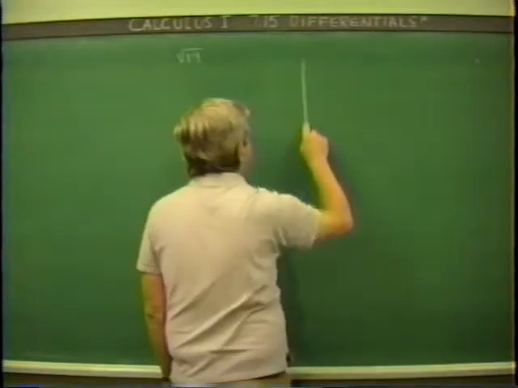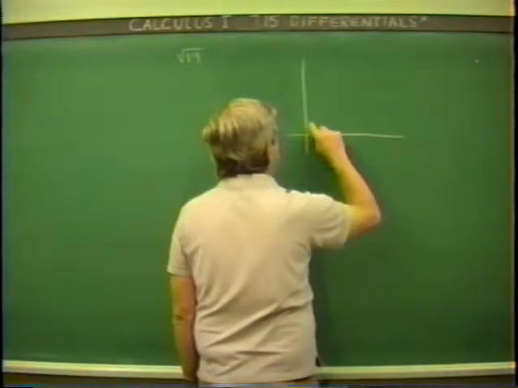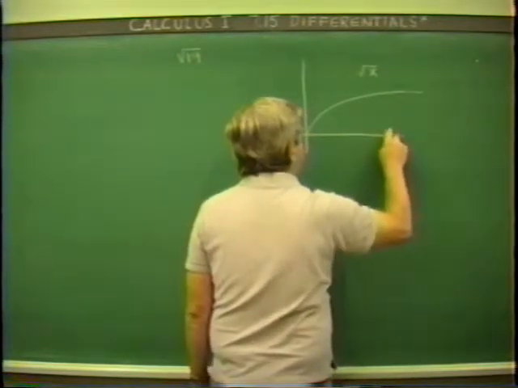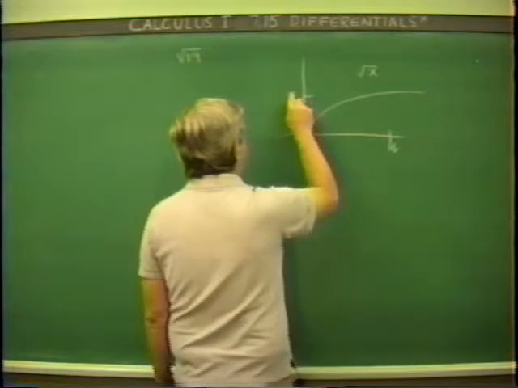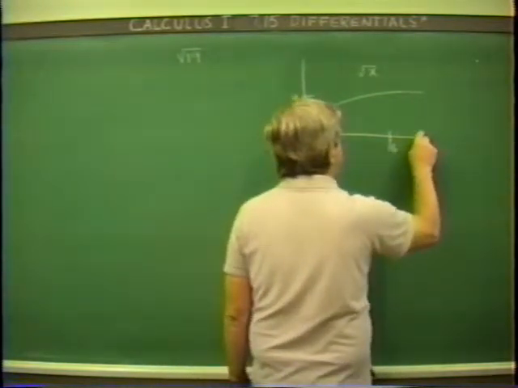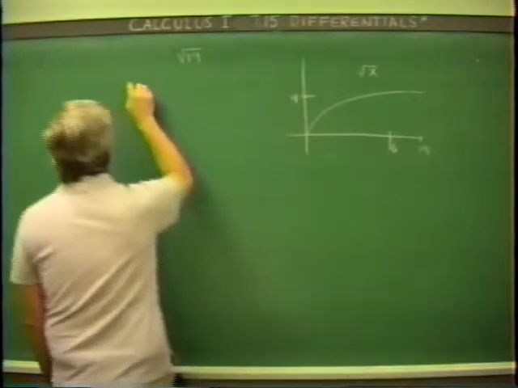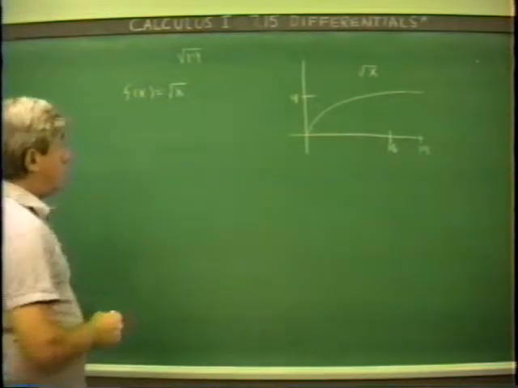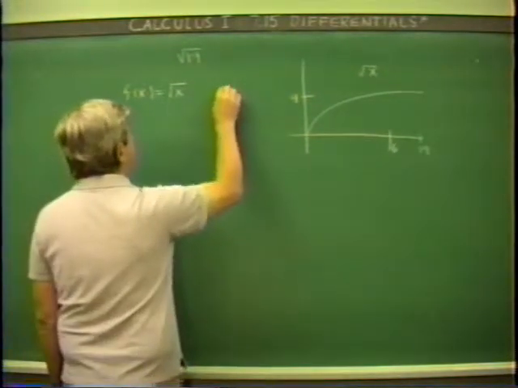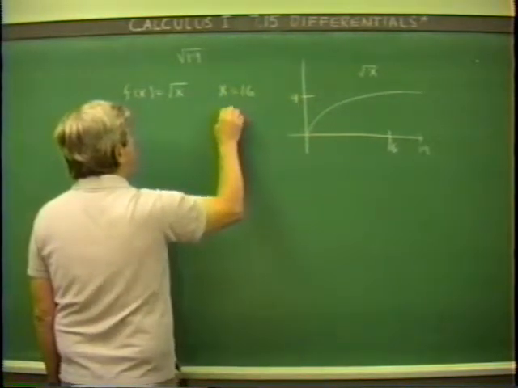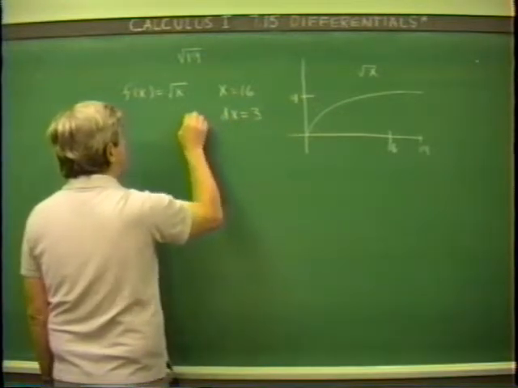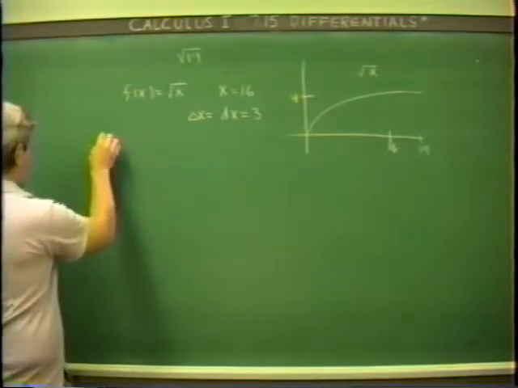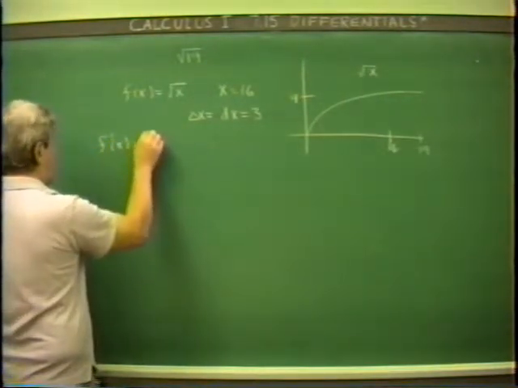Let's take a look at a couple of other examples. A similar one here: let's suppose we wanted to compute the square root of 19. Well, here the square root of x looks something like this. The value at 16 is easy to compute. It's 4. We want the value at 19. So if we let f of x be equal to the square root of x, and the x we're interested in is 16, and dx here is 3, or delta x is 3.